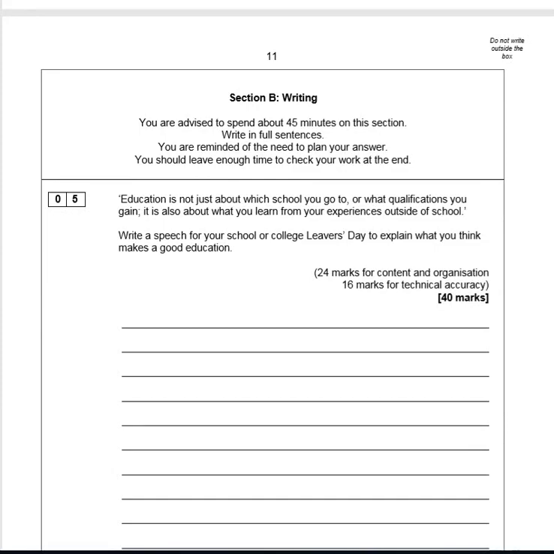Question 5 gives us a statement: Education is not just about which school you go to or what qualifications you gain. It is also about what you learn from your experiences outside of school. Write a speech for your school or college leavers day to explain what you think makes a good education. There are 2 assessment objectives: your content and organisation, the structural features you use, and your technical accuracy, the use of vocabulary, punctuation and sentence types. So look at the upload on transactional writing. You will gain a wealth of knowledge and ideas on how to do transactional writing.